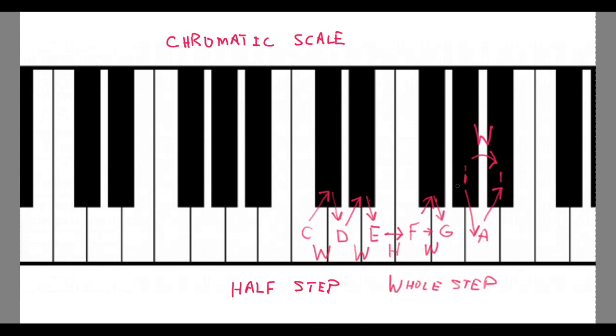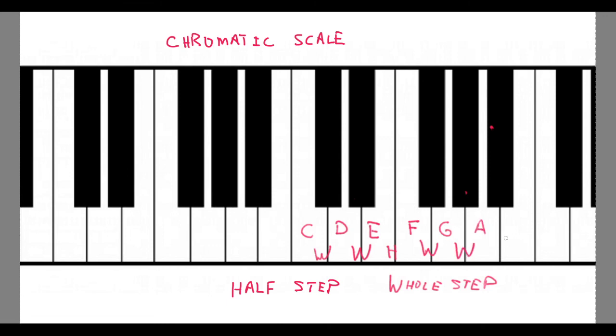Notice, by the way, that the distance between most adjacent white notes of the keyboard is 1 whole step. So for instance, as we just figured out, C to D is 1 whole step. D to E is 1 whole step. But E to F is a half step. F to G is back to a whole step. G to A is another whole step. A to B is another whole step. And then B to C is a half step.